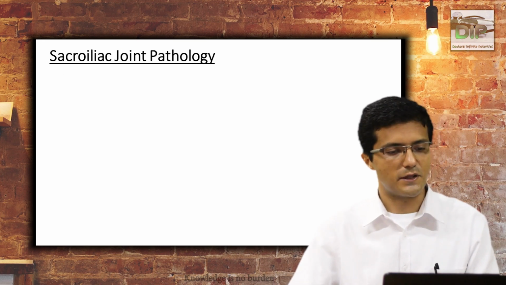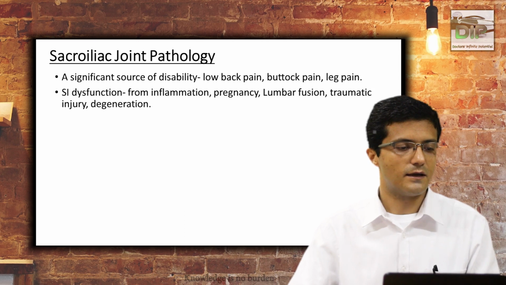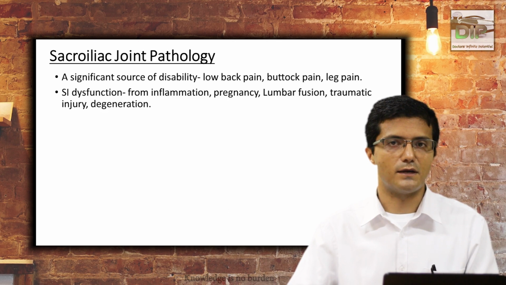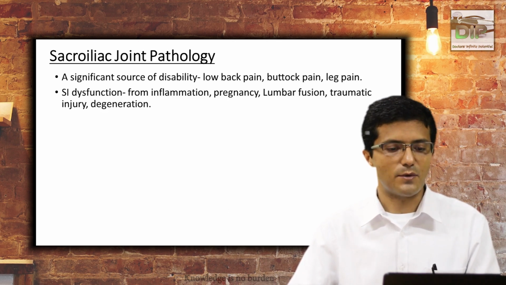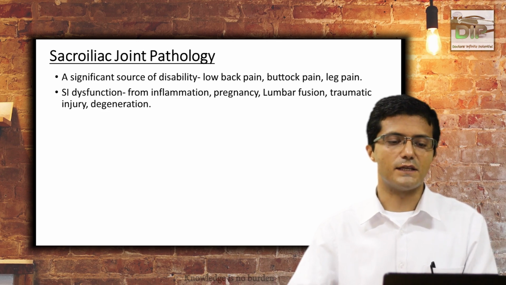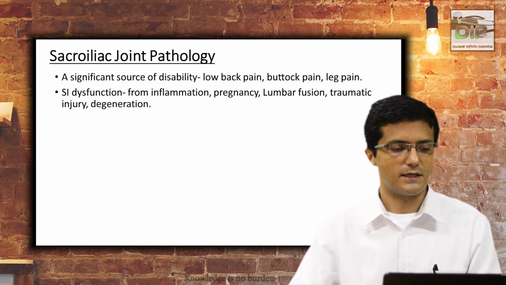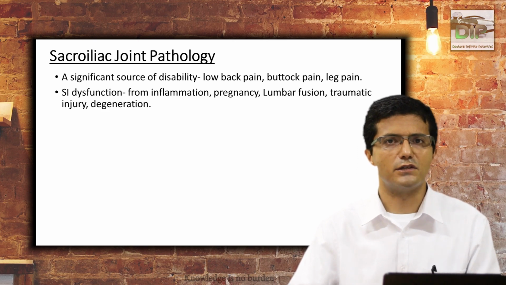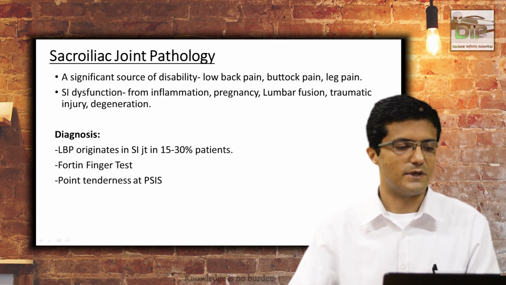So sacroiliac joint pathology is also a very important cause of low back pain, a significant source of disability that often causes buttock pain and leg pain as well. The dysfunction could be because of inflammation, is also seen in pregnancy, could be after a lumbar fusion, or after a traumatic injury to the SI joint, or sometimes even degeneration of the SI joint has been associated with pain and instability, dysfunction of the SI joint.